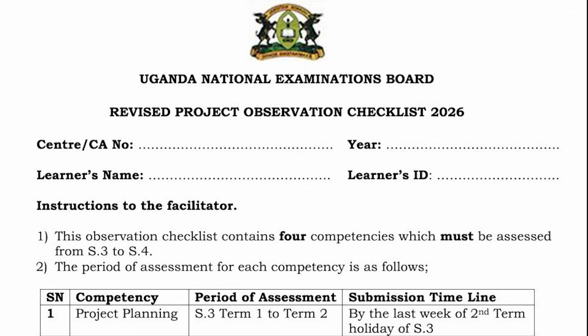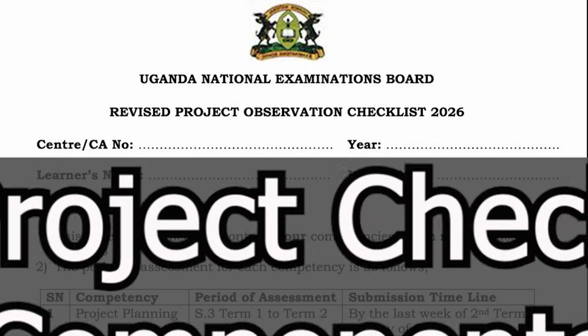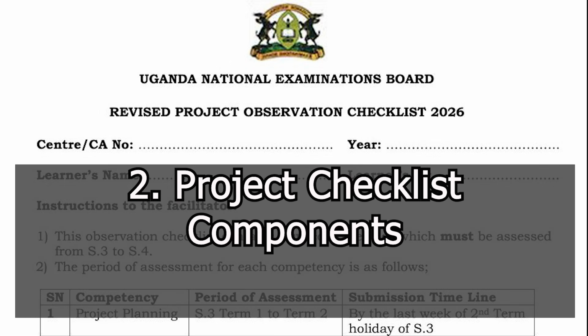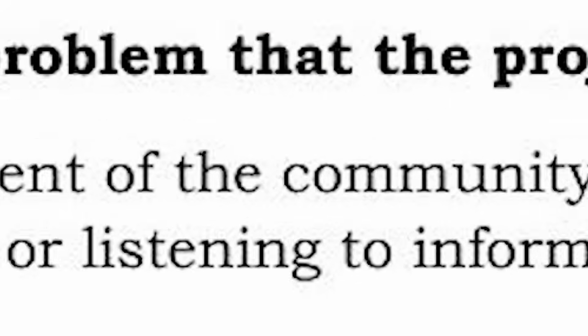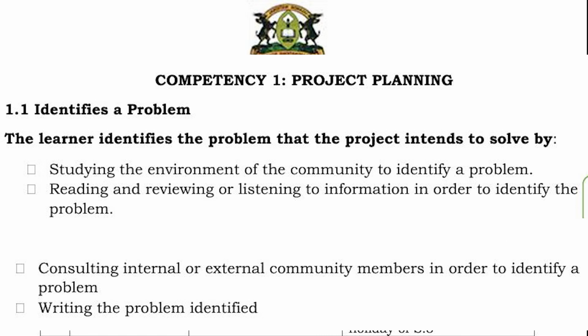So having differentiated the two, now let's go to the components. What are the requirements for a project? Now with this, we are going to base on the checklist, the new revised checklist that was given by UNEB. So if you look at the new revised checklist, the first thing there that the student will be required to have, which will be ticked on the checklist, is the problem statement.